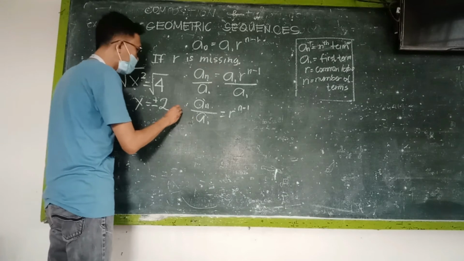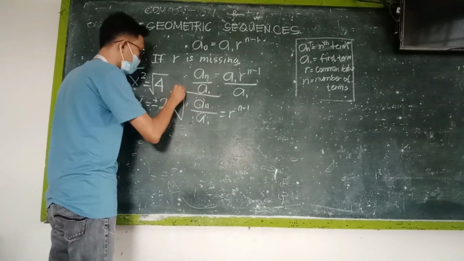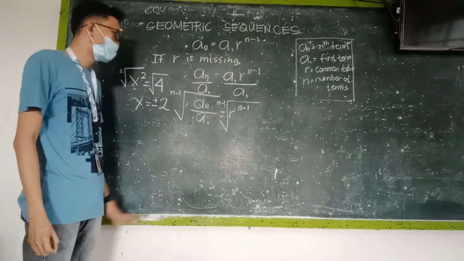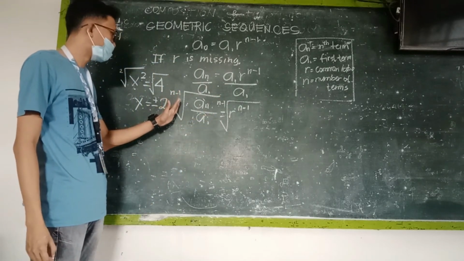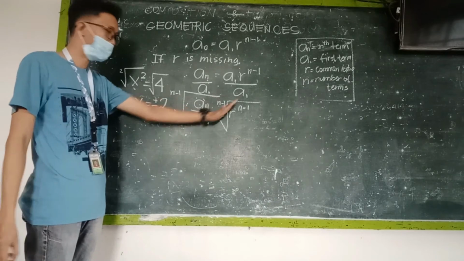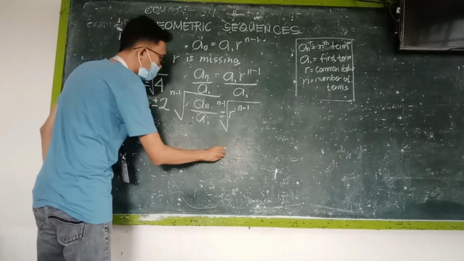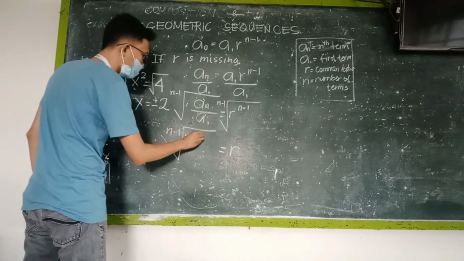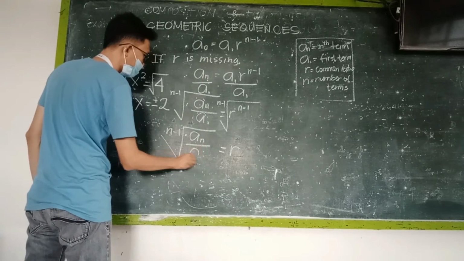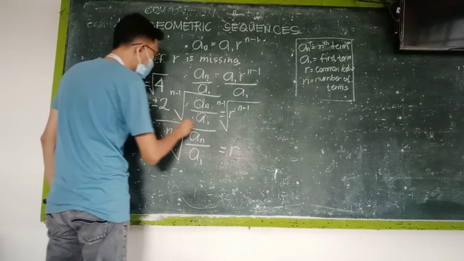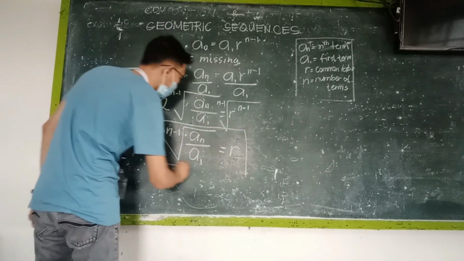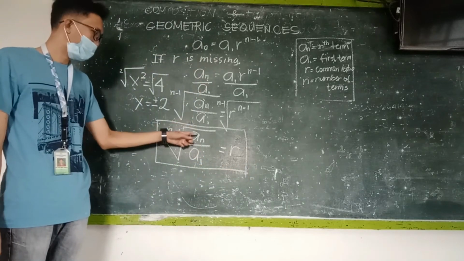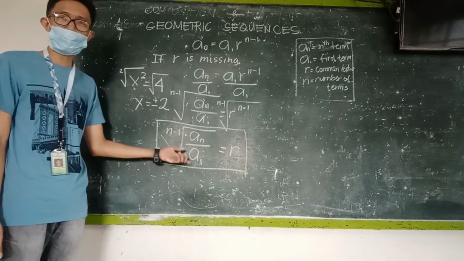So, kukunin natin ang n minus 1 root, para ang matira na lang is r na lang talaga dito. So, ang r natin dito is equal to n minus 1 root of a sub n all over a sub 1. So, ito ang formula natin kapag ratio ang nawawala. Common ratio. N minus 1 root of a sub n all over a sub 1.